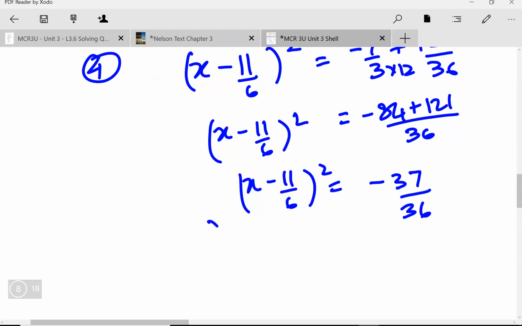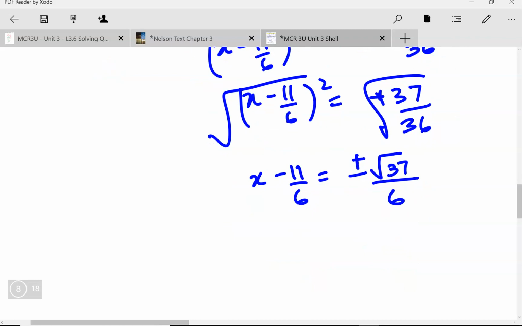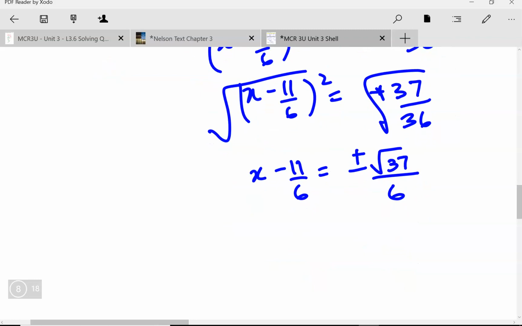Yeah, that's right. Take the square root of both sides. Oh, positive 37. That makes more sense. Okay, now x minus 11 over 6 equals plus or minus square root of 37 over 6. I can't do anything about that square root of 37, unfortunately. It's going to have to stay there.